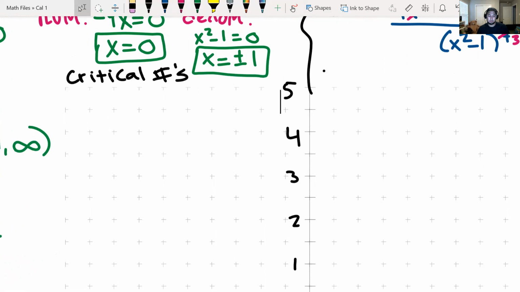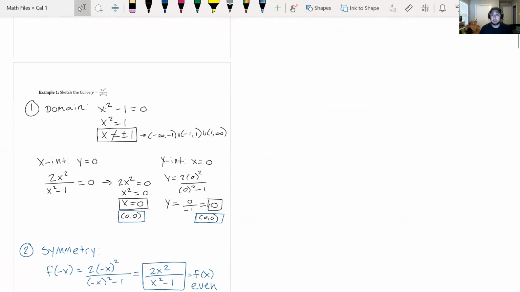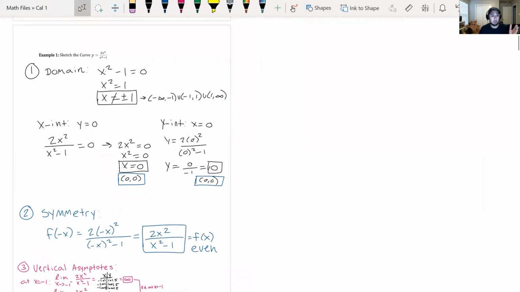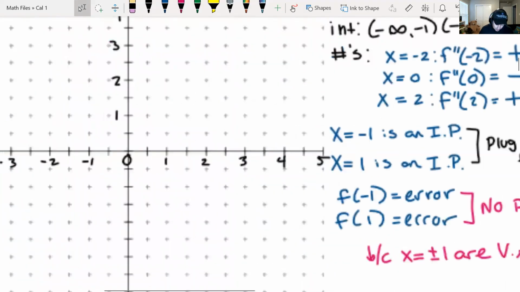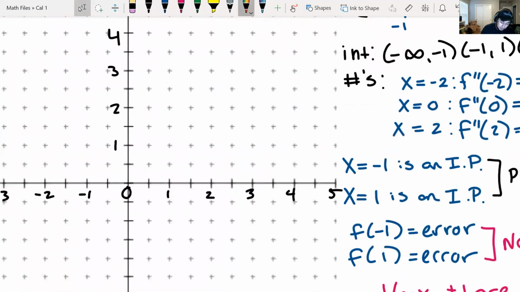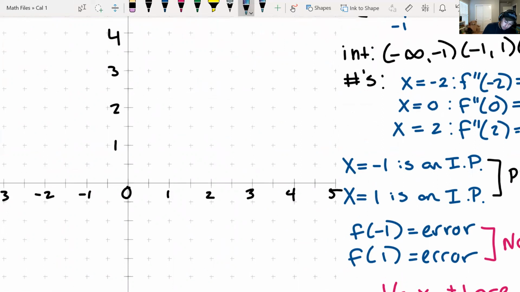Okay. So again, going back to the first step, plot your x-intercept and y-intercept. So 0, 0. Which color am I going to use? The galaxy one. Look at that. Okay, so 0, 0 right there. Maybe more in the middle. There we go. 0, 0. Okay.